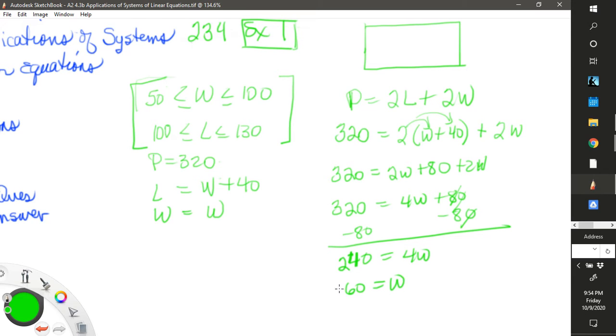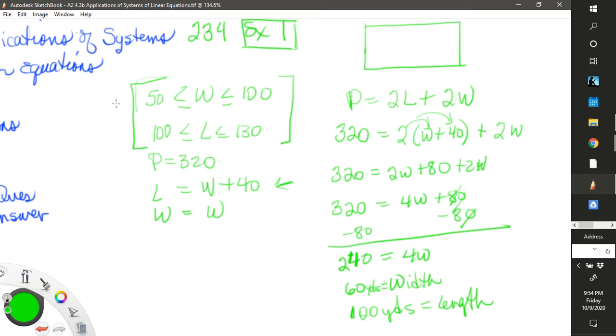Okay, now W is 60 what? 60, my unit is yards, so width is 60 yards. And I'm just going to make it easy and label it right here. 60 yards is my width. Okay, if that's my width, then length would be 60 plus 40, so 100 yards is my length.